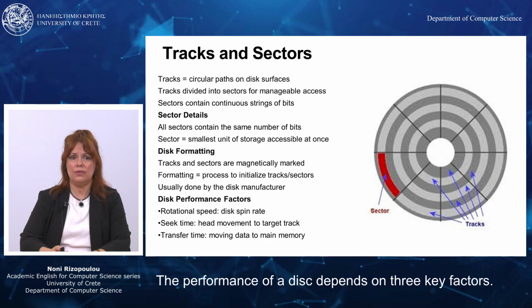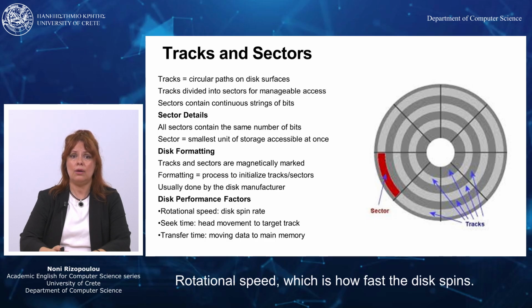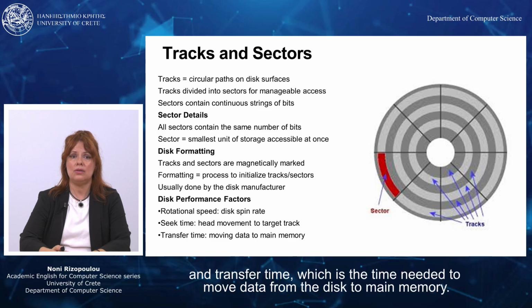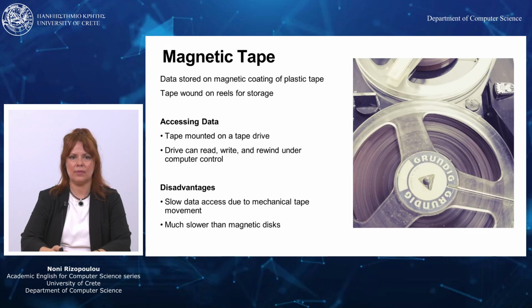The performance of a disk depends on three key factors: rotational speed, which is how fast the disk spins; seek time, which is the time it takes for the read-write head to reach the correct track; and transfer time, which is the time needed to move data from the disk to main memory.